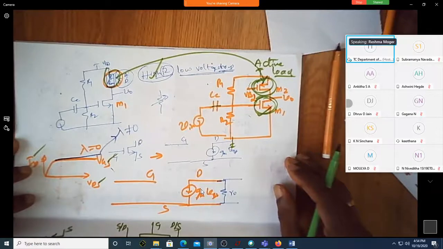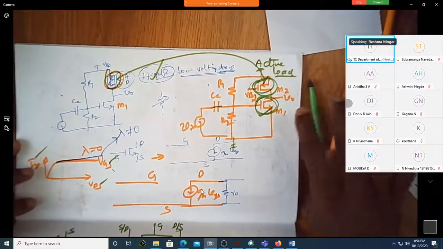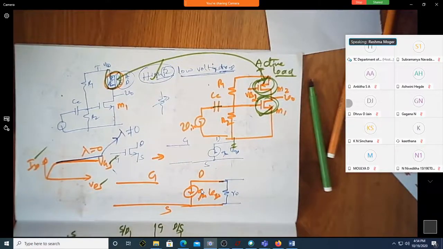Yes, sir. Why did we actually start with an active load? Because we wanted to have very high resistance with very low voltage. We have not yet seen whether it is consuming low voltage or not, but at least we are now very confident that it is giving very high resistance. Am I correct?